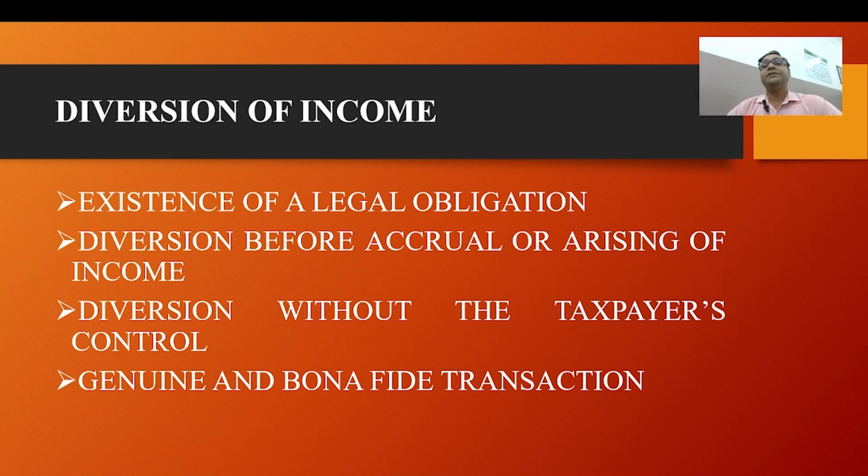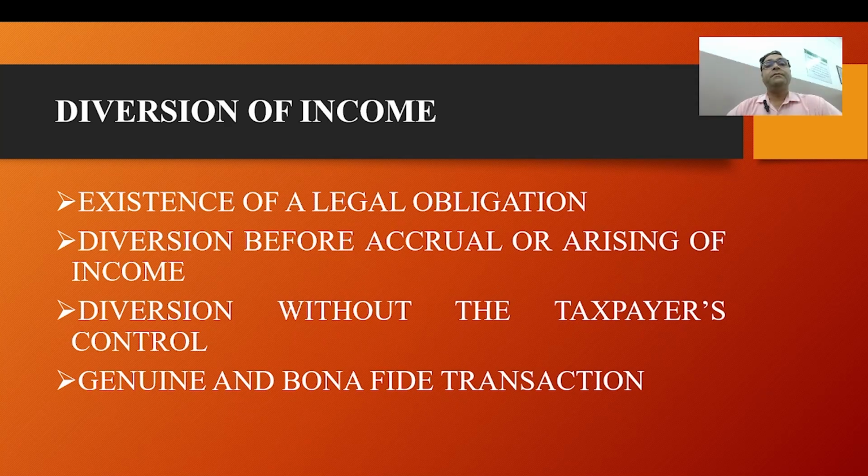Once the income accrues or arises to the taxpayer, it becomes taxable in the hands of the taxpayer unless it satisfies the condition for diversion of income. Number three, diversion of income without the taxpayer's control. The income must be diverted to a third party without the taxpayer having control over it. The taxpayer must not have any power or control over the diverted income after it is diverted.